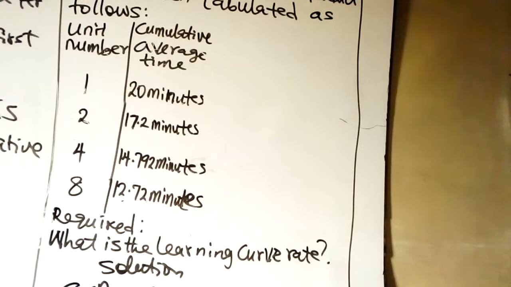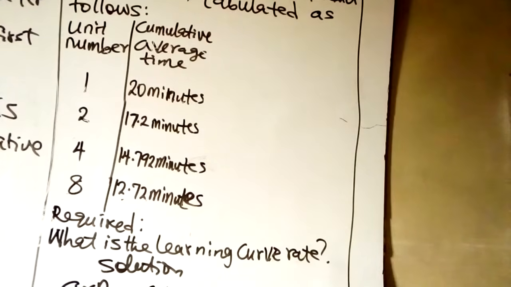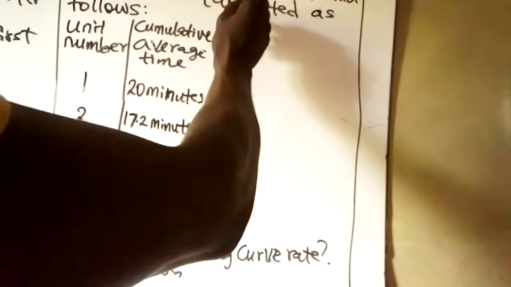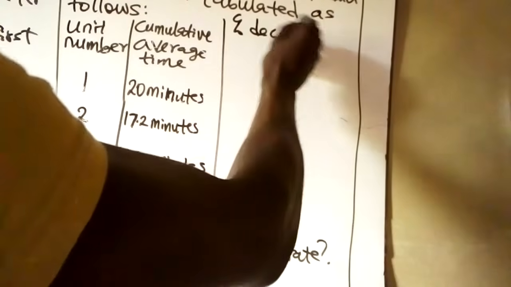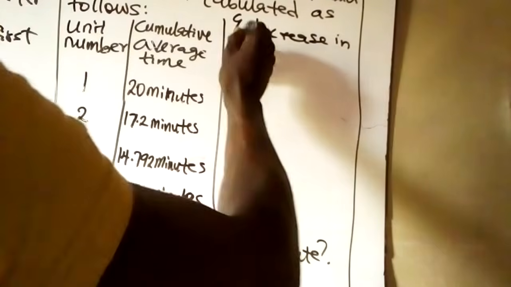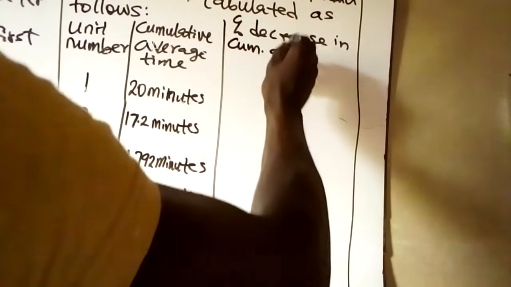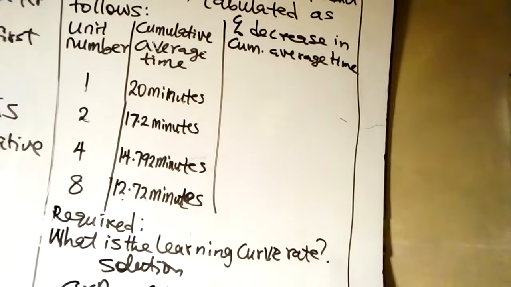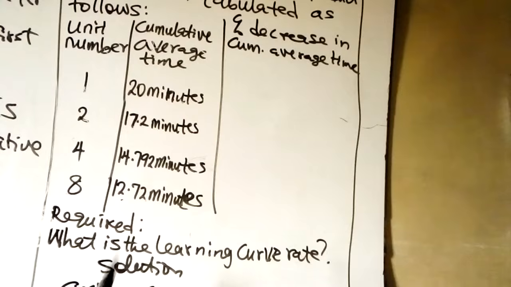The cumulative average time has been given. Then you find the percentage decrease in the cumulative average time. How do you calculate the percentage decrease in the cumulative average time? So let me just complete that in this table. Percentage decrease in cumulative average time. Remember, our cumulative average time is this column. Let's find the percentage decrease.